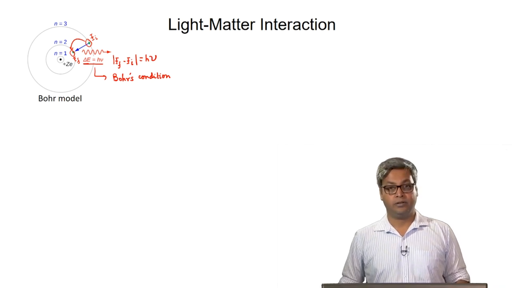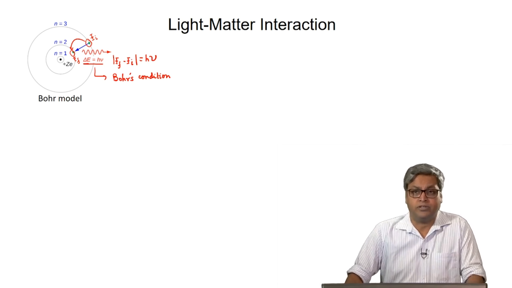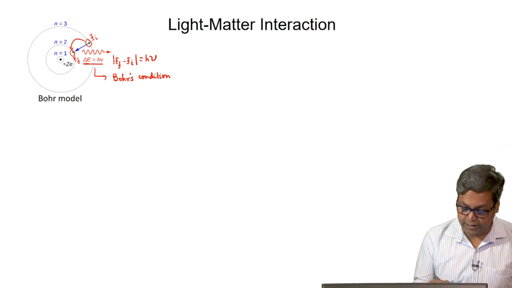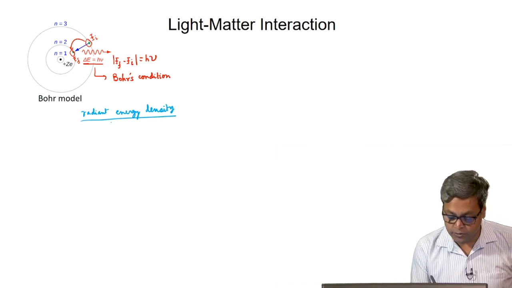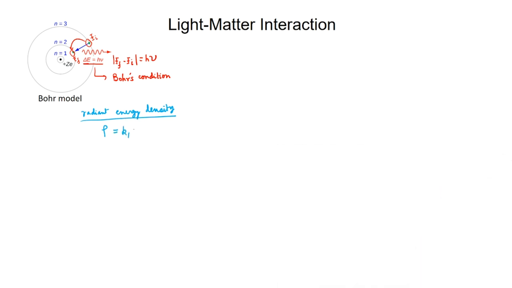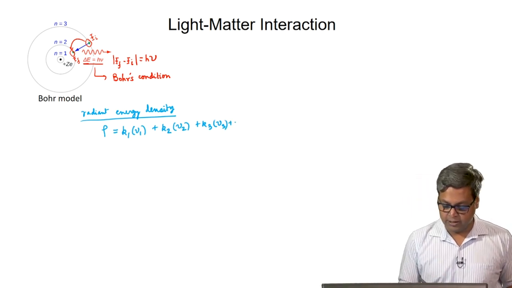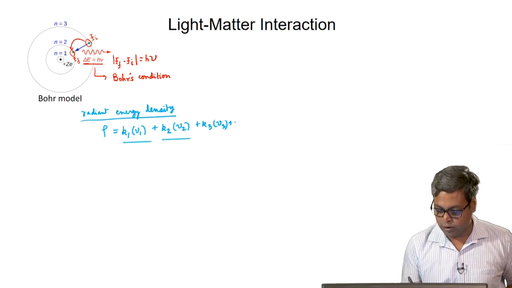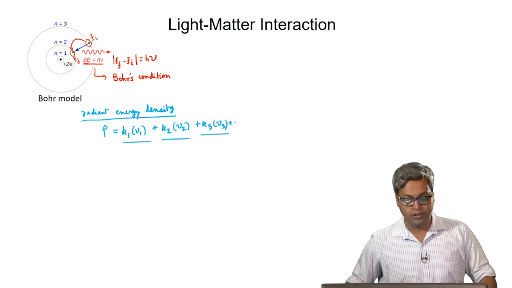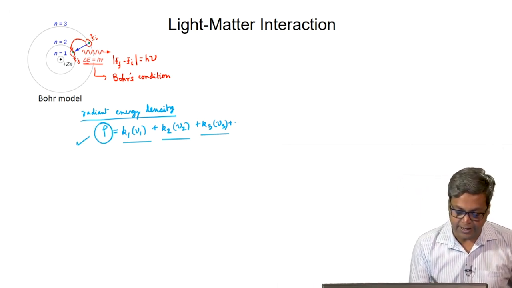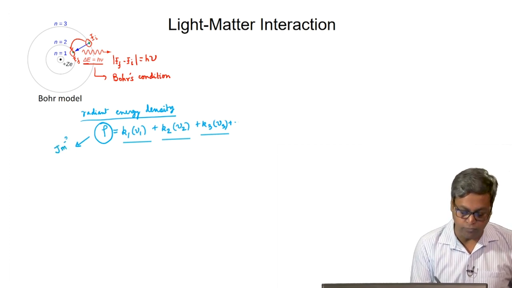with the right frequency. So, as light can consist of more than one frequency, we can write the total radiant energy density. Let us say this radiant energy density is rho. So, we can write this as k1 nu1 plus k2 nu2 plus k3 nu3. This means this radiant energy density has multiple frequencies, one with nu1, one with nu2, one with nu3. So, this nu1, nu2, nu3 are the different frequencies of light, and the unit of rho, which is energy density, that is energy per unit volume, is joules per meter cubed.